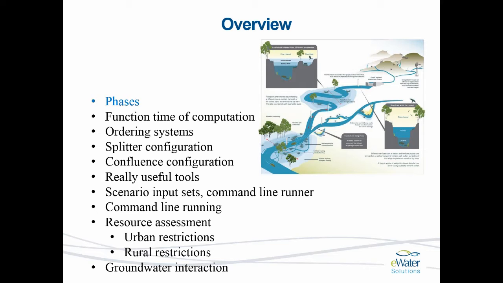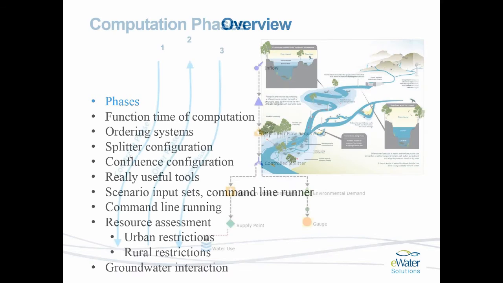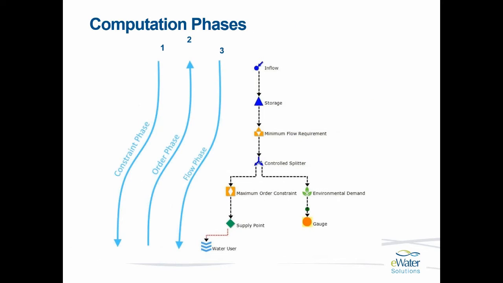So, phases. There are over 20 phases in Source, but the three main ones are shown here on the screen: the constraint phase, the order phase, and the flow phase. The constraint phase runs from top down, as shown on the diagram, and tracks the minimum and maximum constraints as you move down the system. The order phase then moves from the bottom up, and it collates the orders, moving upstream, but subject to the constraints which have already been determined. And then in the flow phase, the system works out what really can happen.